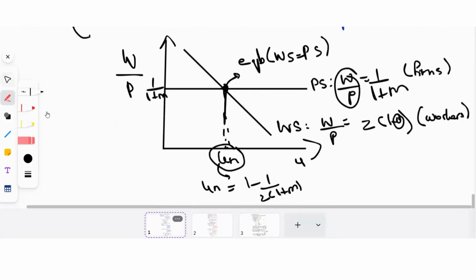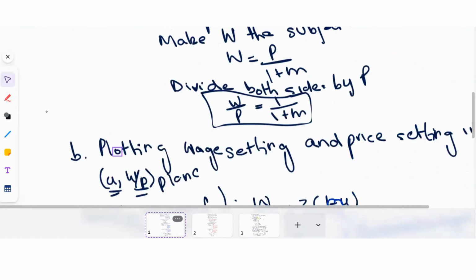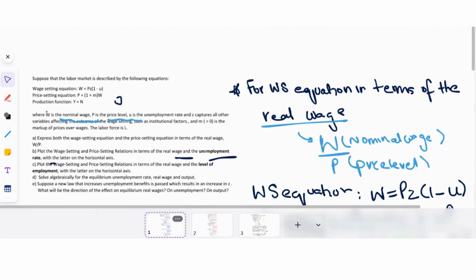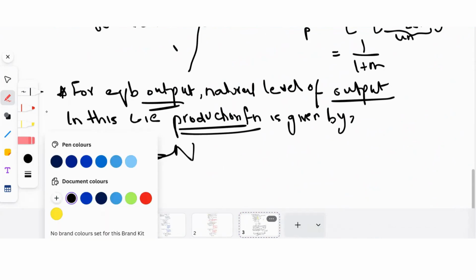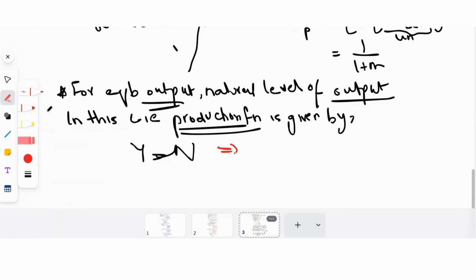So if we go back up in the question, we can see the production function is given to us as y is equal to n, right? So whenever you're finding the equilibrium output, you need to see what your production function is. So in this case, the production function is given to us as y equals n, because the production function is relevant for finding output. So this is given in the question.